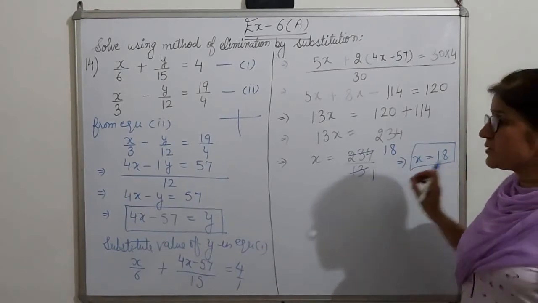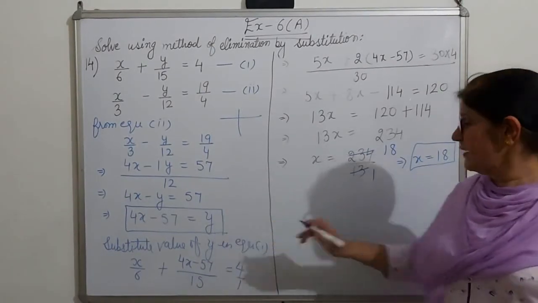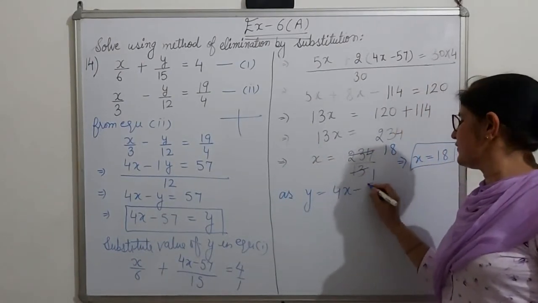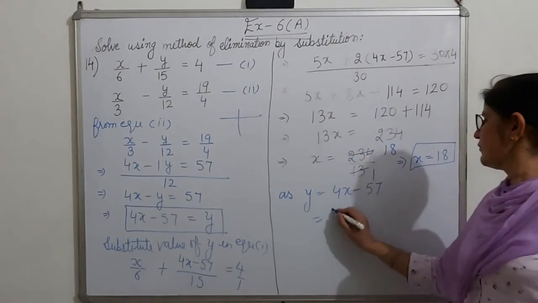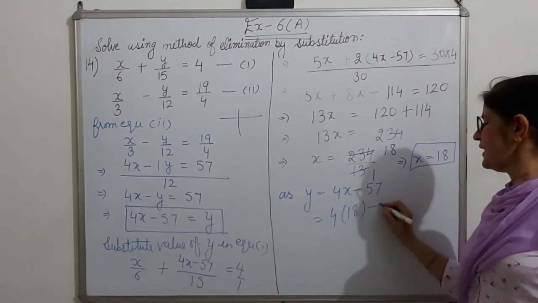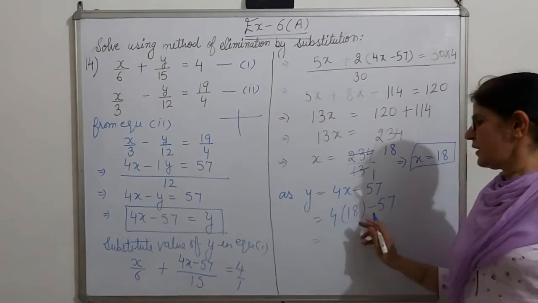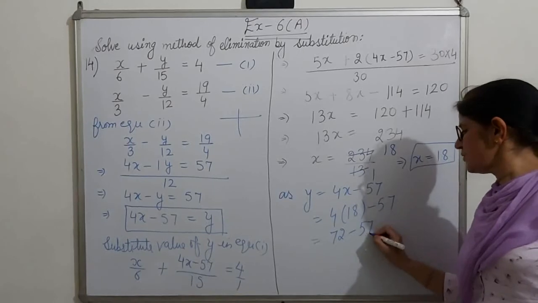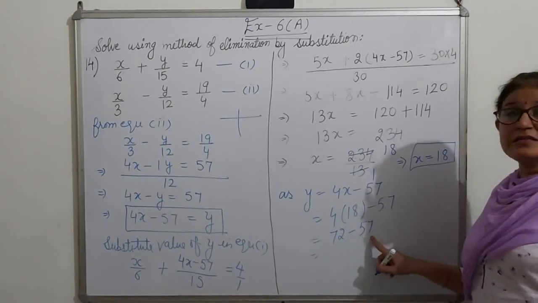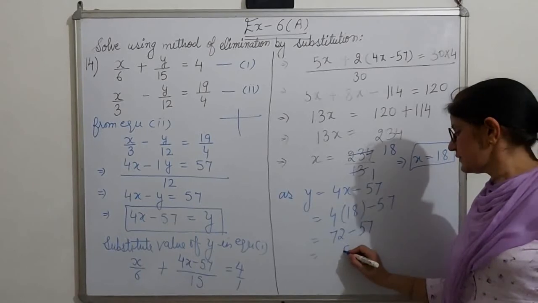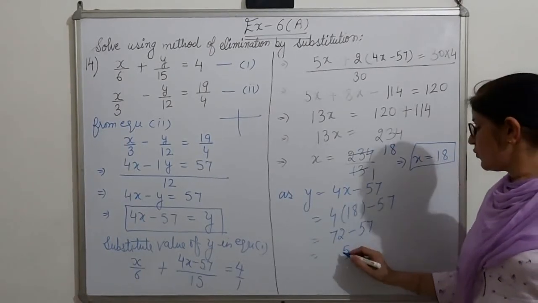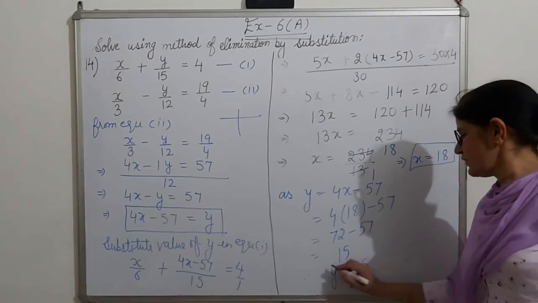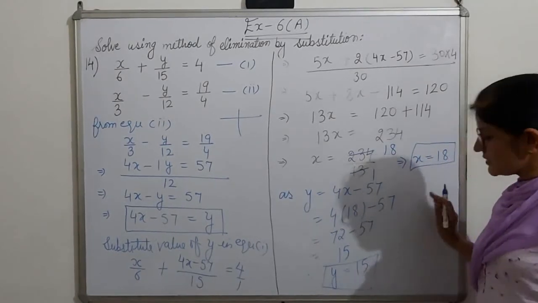Now this value of x we have to substitute here to calculate y, as y is 4x minus 57. So what is y? 4 into 18 minus 57. 18 fours are 72, minus 57. You have to subtract. 12 minus 7, 5. 6 minus 5, 1. Therefore, the value of y is 15. So this is the answer.